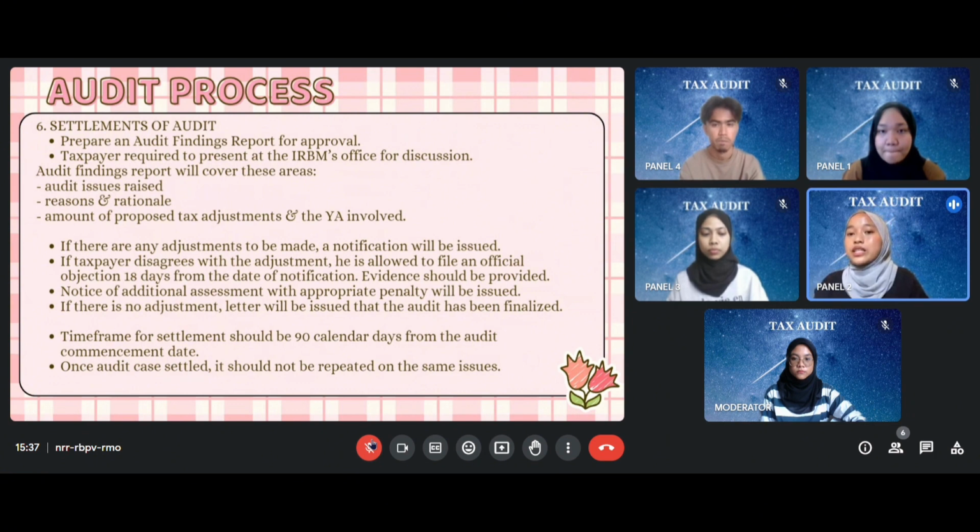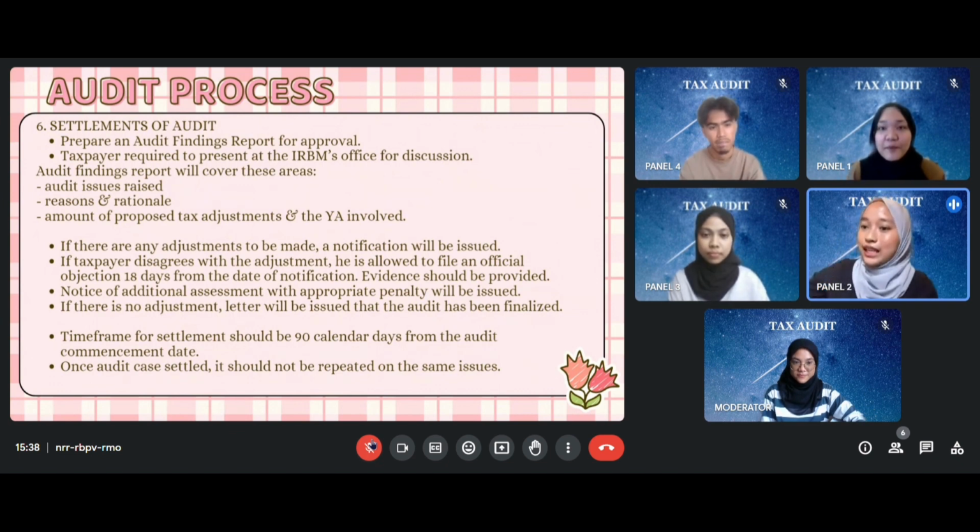A notice of additional assessment with appropriate penalty or a notification of non-chargeability to tax will be issued. However, if there is no adjustment, a letter will be issued to inform that the audit has been finalized. The time frame for settlement should be 90 calendar days from the commencement of the audit. Once the audit case is settled, it should not be repeated on the same issues for the same year of assessment.